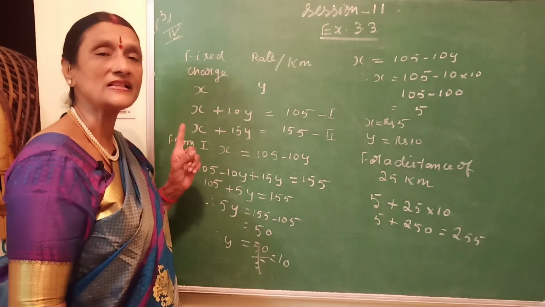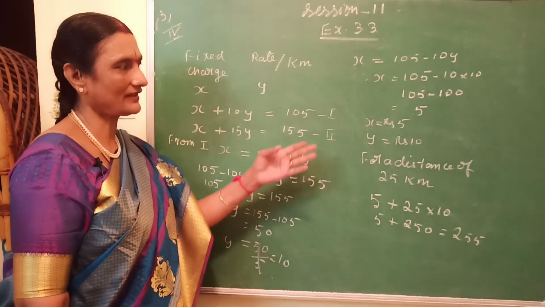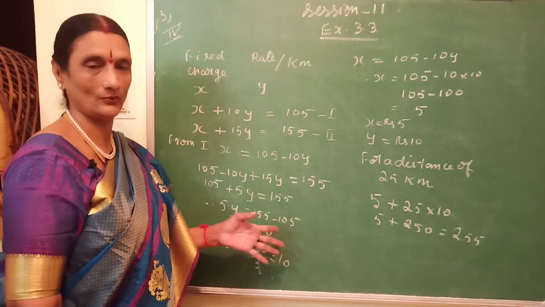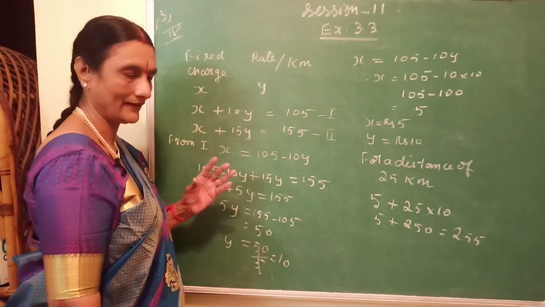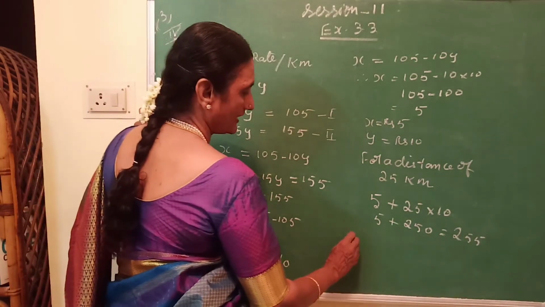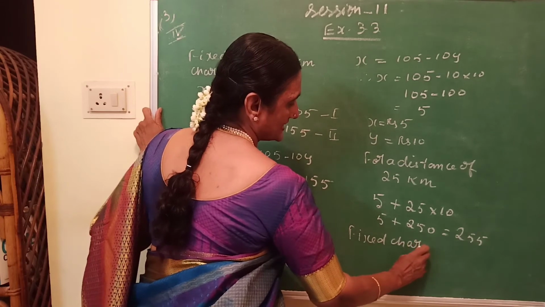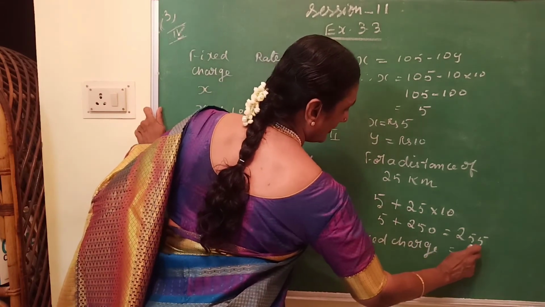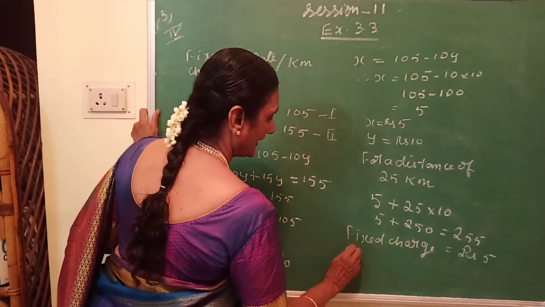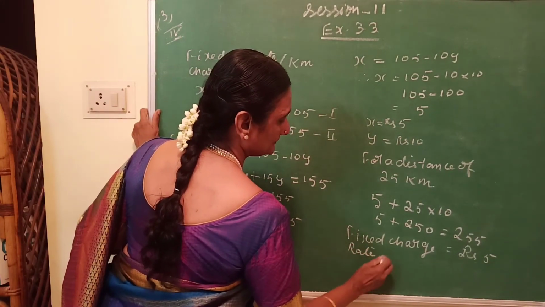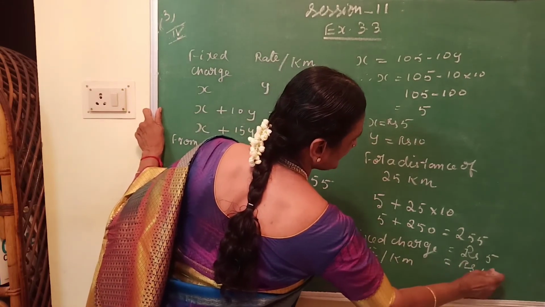Now you have to sum up all the answers. That's very important. You cannot leave it as x equal to and then this equal to. No. You have to sum up the answers and write the answer statements properly. So how do we write it? You write fixed charge first, because it is asked first: fixed charge is rupees 5, and then rate per kilometer is equal to rupees 10.